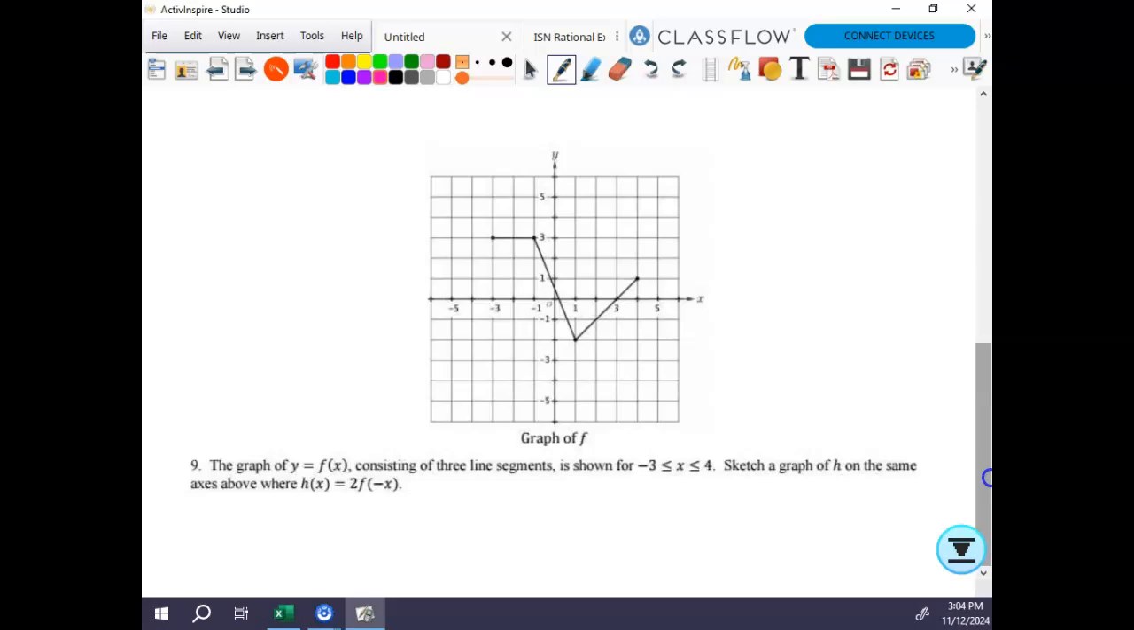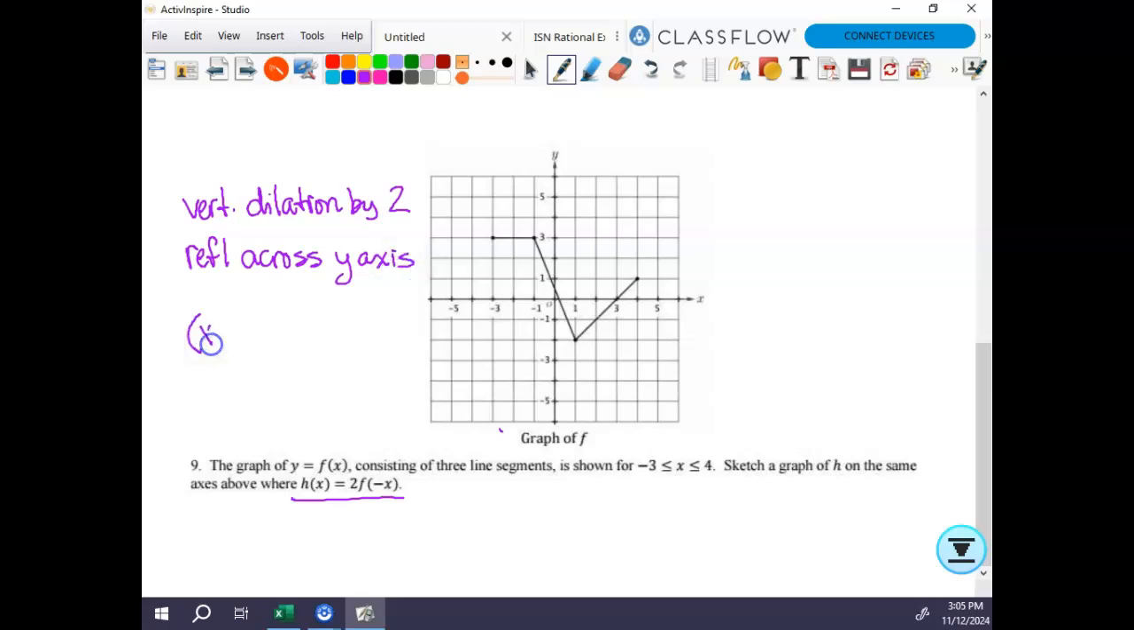All right, let's look at number 9. What do I have here? So graph of f of x again. 3 line segments. Sketch a graph of h on the same axis above. Here's h. So here I have a vertical dilation by 2, and I have a reflection across the y-axis.